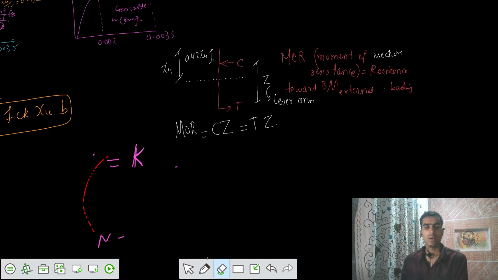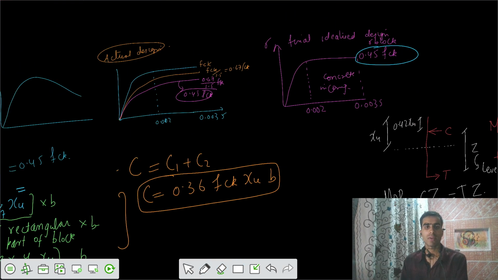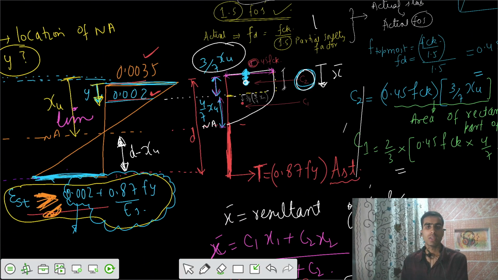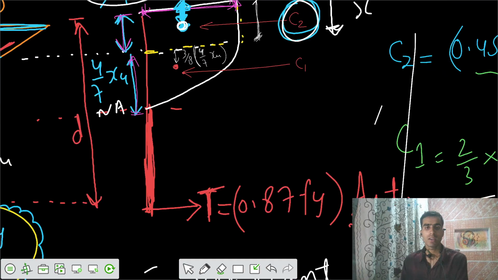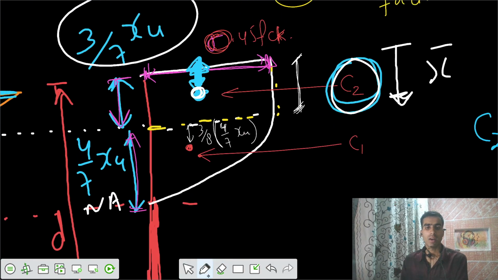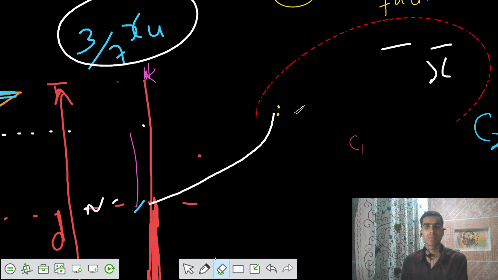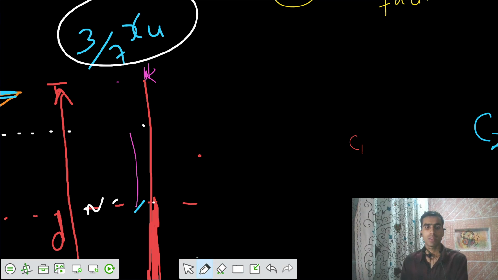Now, what should be the value of Z? If the stress block was in this fashion, let's have that block also here. So from this figure, I would say that the resultant is somewhere here. Let's say that the stress block was in this fashion.